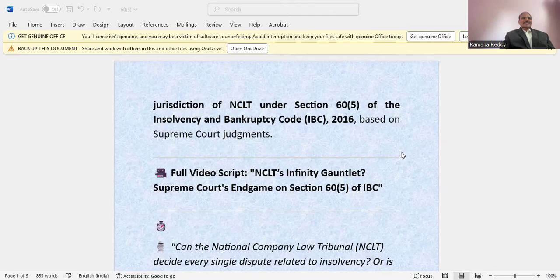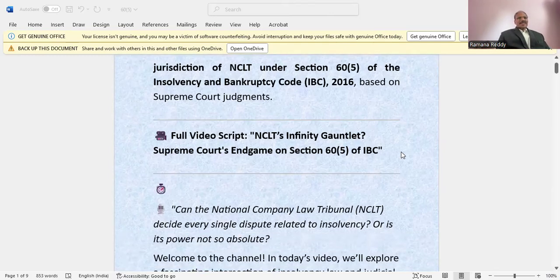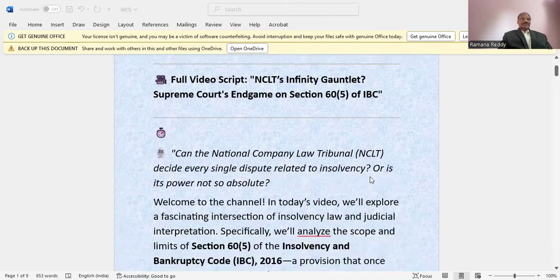Now we are going to discuss an important topic, the jurisdiction of NCLT under Section 60, subsection 5 of the Insolvency and Bankruptcy Code 2016. Can the National Company Law Tribunal decide every single dispute related to insolvency? Or is its power not so absolute?